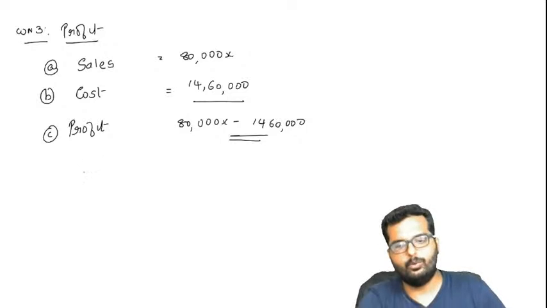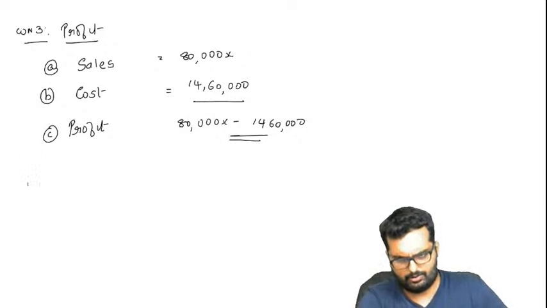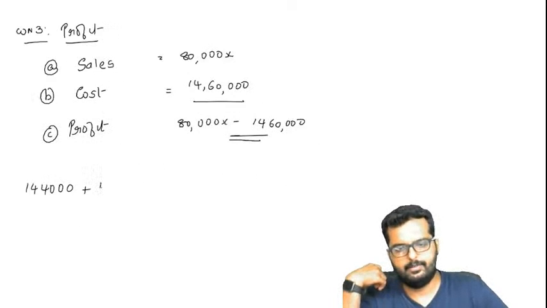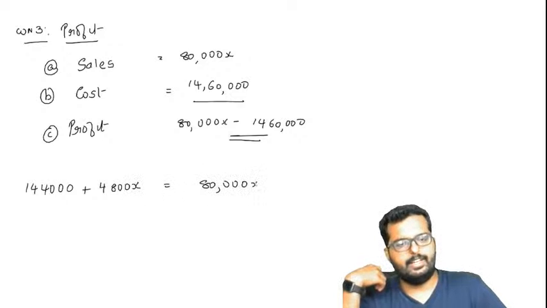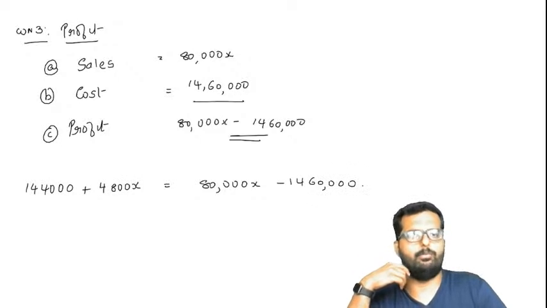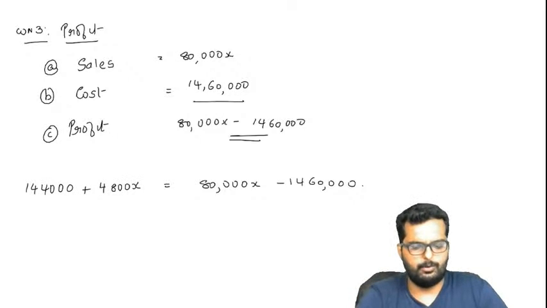That should be equal to this profit. So I create an equation based on this. 1,44,000 plus 4,800 X should be equal to 80,000 X minus 14,60,000. Once we solve this, we get the value of X and the problem is over. Can you write down this in your books now?